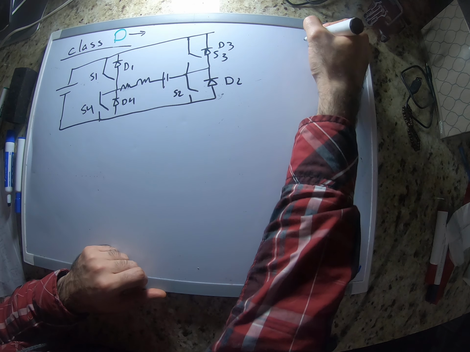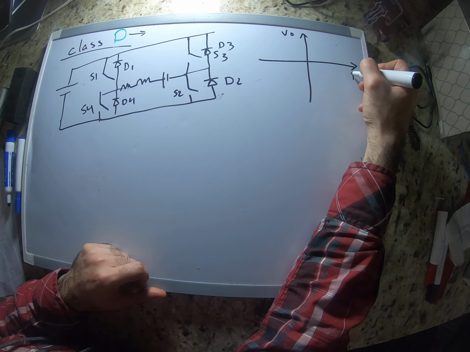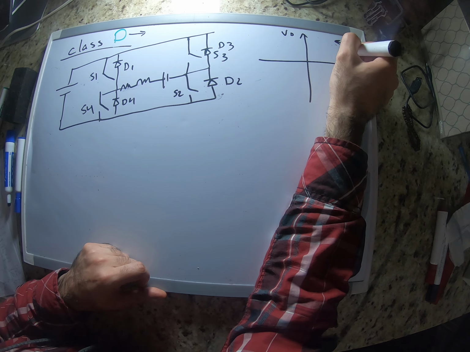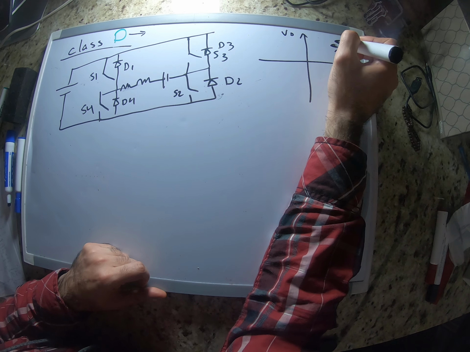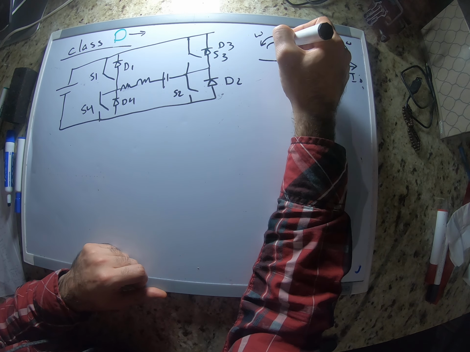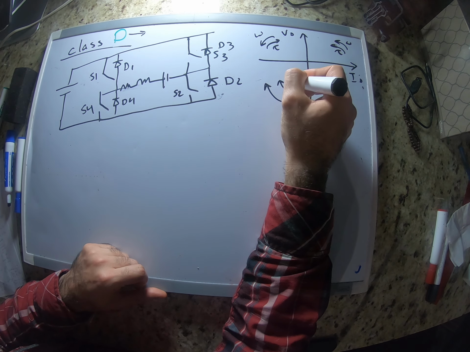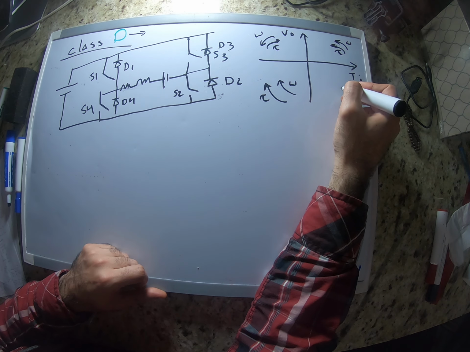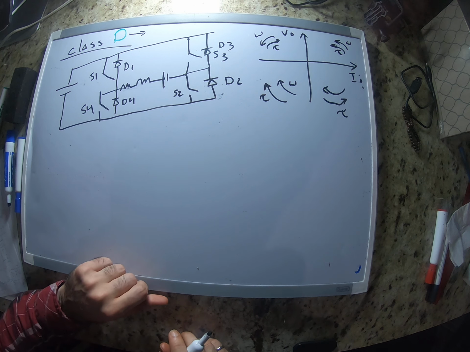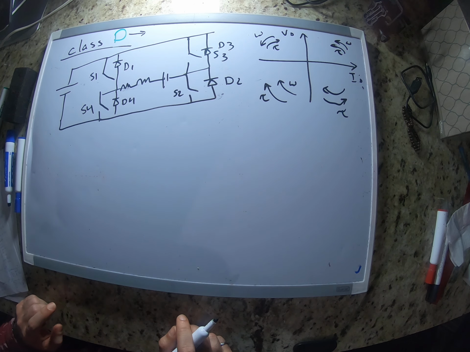Okay, so I'm just going to draw this one more time. V0, I0. Okay, here both omega and tau are in the same direction. Here omega is still in the same direction, but tau is in the opposite direction. Here both omega and tau are in reverse direction, and here omega is in this direction, but tau is in this direction. Okay, so let's see how this works.